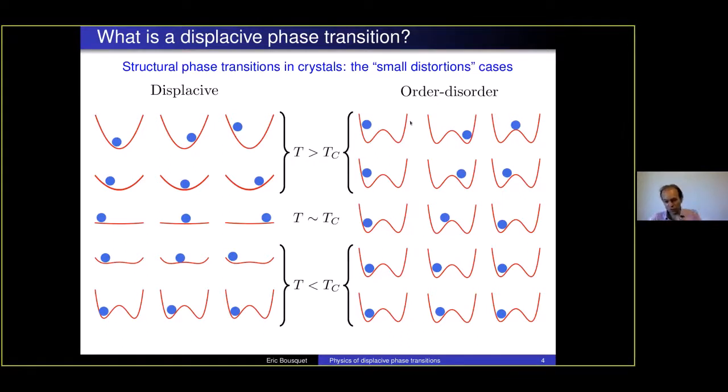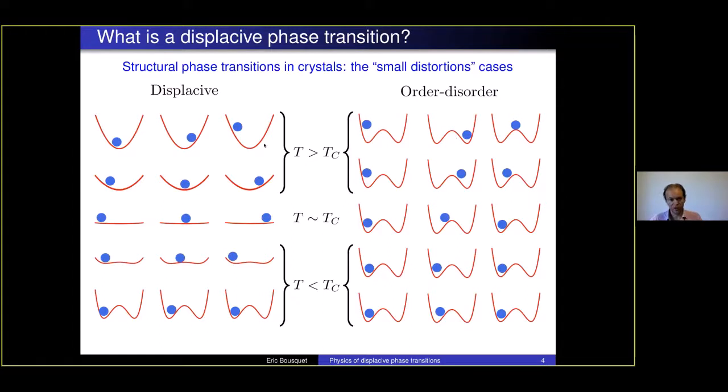On the other side, for the order-disorder, the main difference is that at low temperature you still keep this double well picture, but at high temperature you're still keeping this double well energy landscape, but now the thermal fluctuations are higher than the barrier of the double well that separates the two wells. And then you have oscillation of the atoms on the two energy minima that can be present here at high temperature.